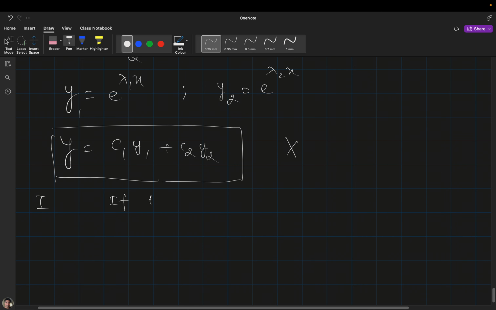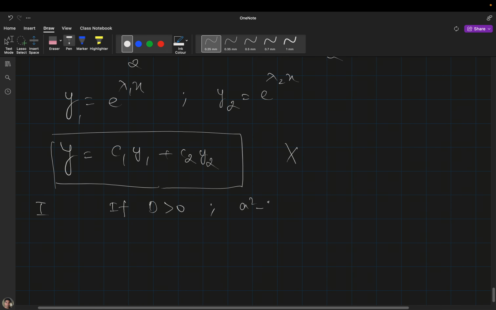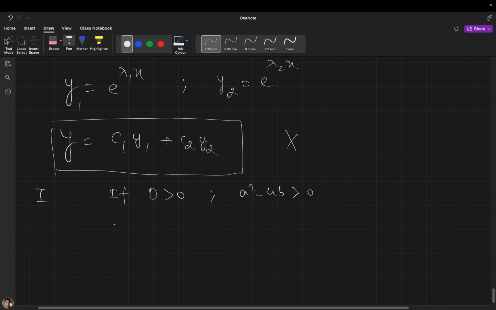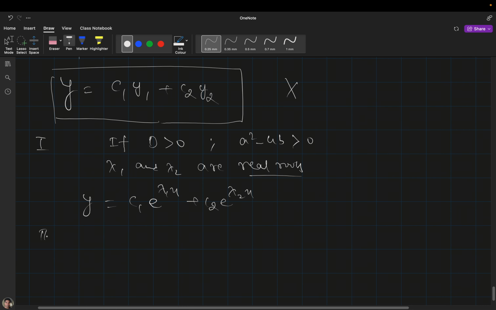If the discriminant is greater than 0, which means that a square minus 4b is greater than 0, then lambda 1 and lambda 2 are real numbers. Lambda 1 and lambda 2 are real roots. Then in that case I don't have any problem to write something like this. This is the solution if all roots are real.